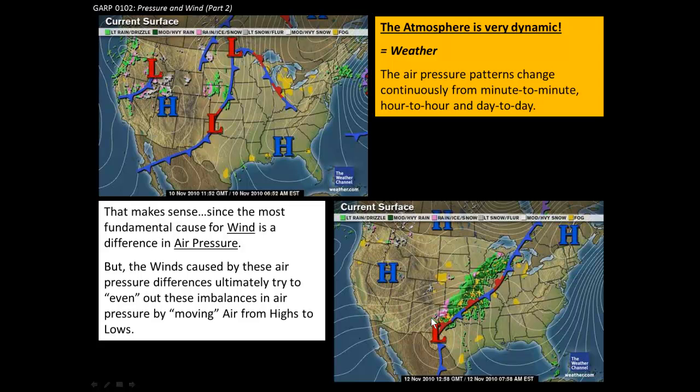But as it does so, it's going to reduce the high pressure area here and increase the pressure here. So you have an incredibly dynamic situation going on, where air pressure and differences in air pressure create wind, but at the same time, the wind moves air to even out these air pressure differences. That's kind of cool.